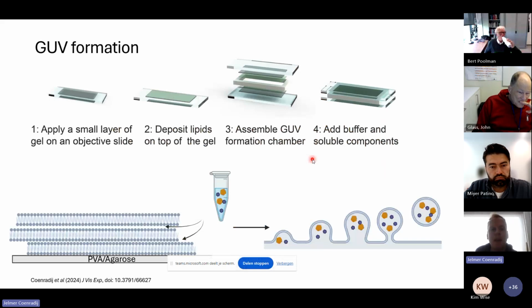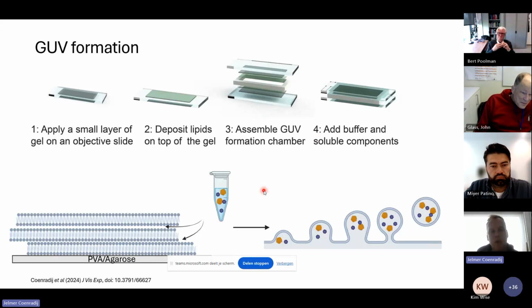And how we make these GUVs, these larger vesicles, is that we have an objective slide, a microscope slide, on top of which we then put a layer of gel. This can be a polyvinyl alcohol-based gel or an agarose-based gel. On top of that, we add lipids and then make a sandwich out of this, in which we have 2 of these objective slides with a spacer in between. Then in the spacer, we add our soluble components. This can be our proteins, fluorescent probes, anything.